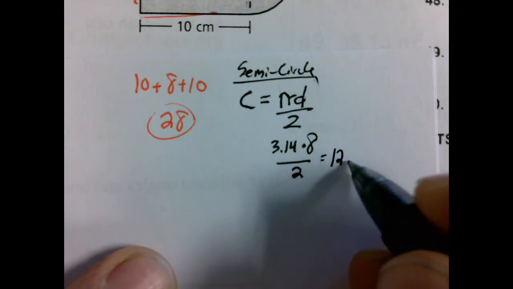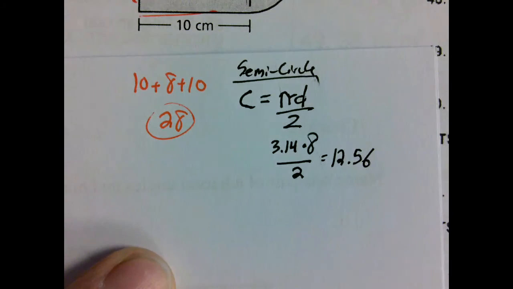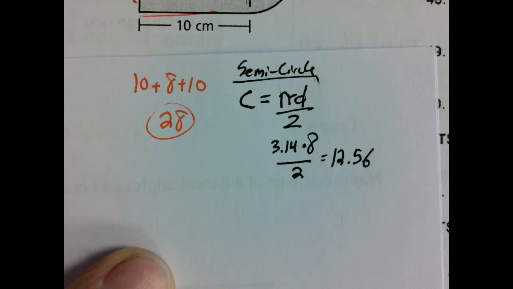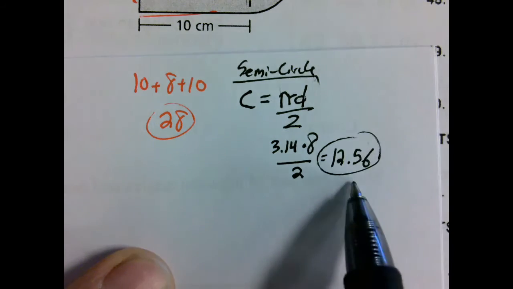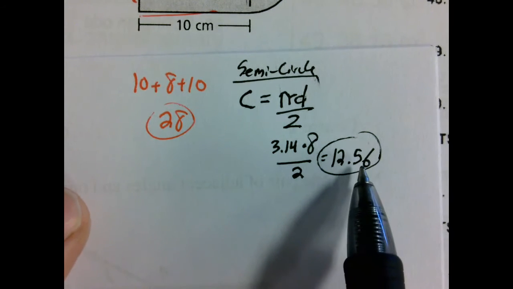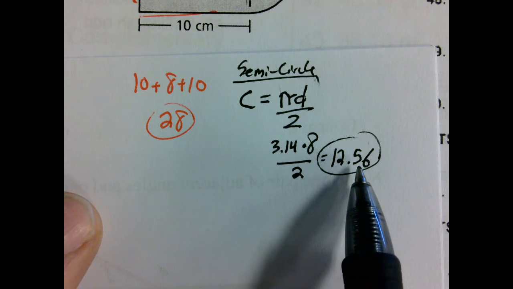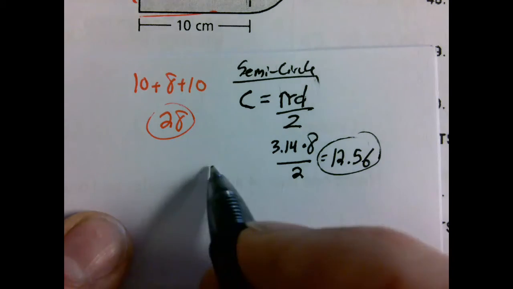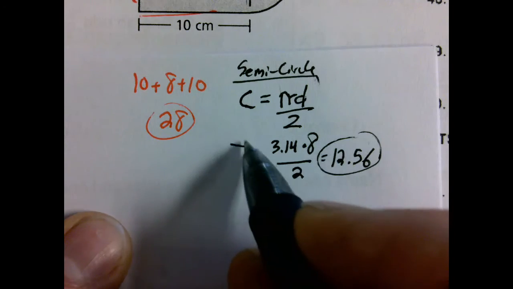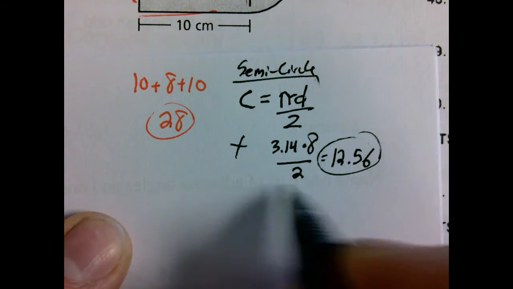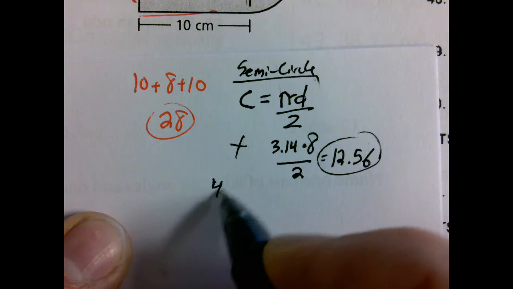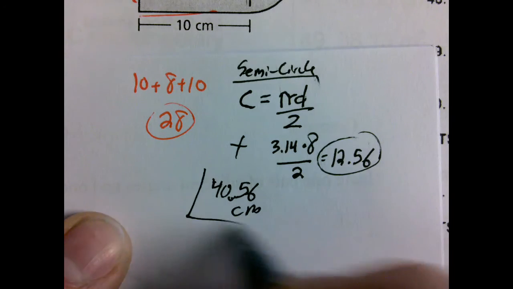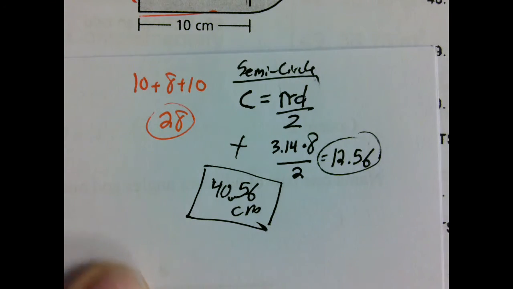And that's where we get 12.56, aka 12 and 56 hundredths. But that might be an answer on the multiple choice, but it's not the right one. We must compose or add these together so that way we get our 28 plus 12.56 to get 40.56 centimeters.